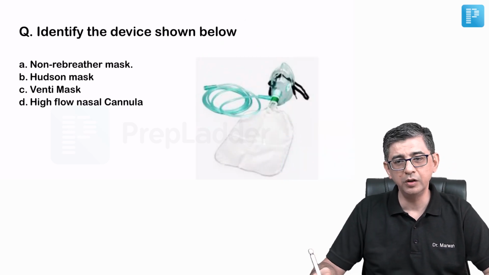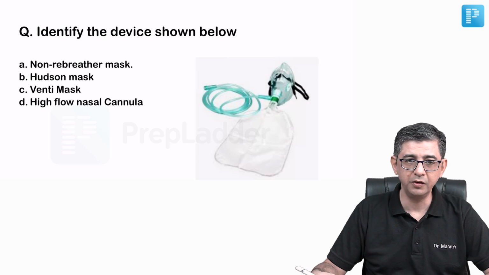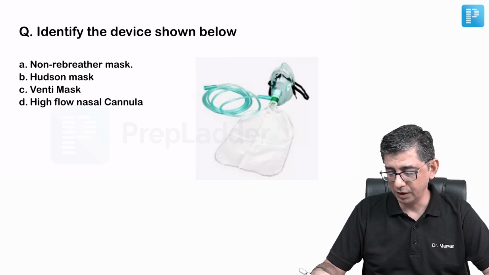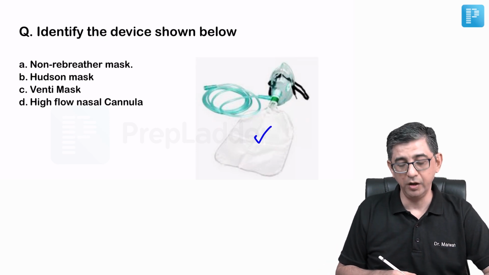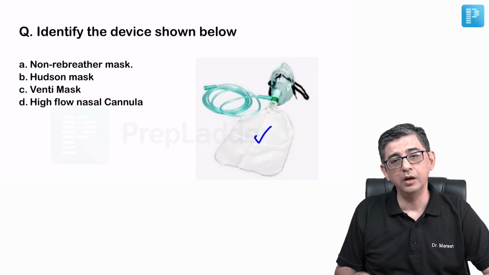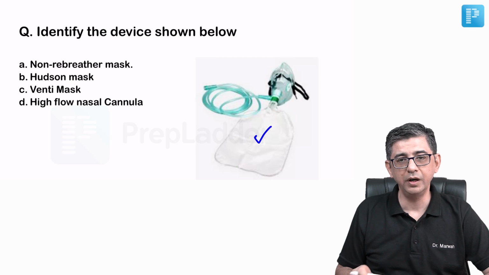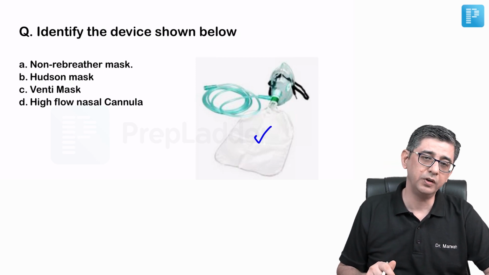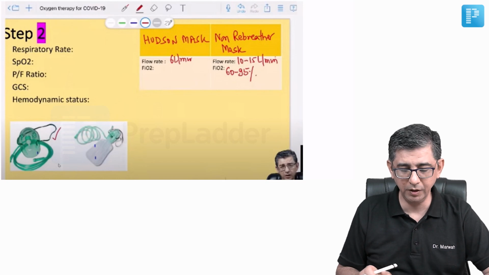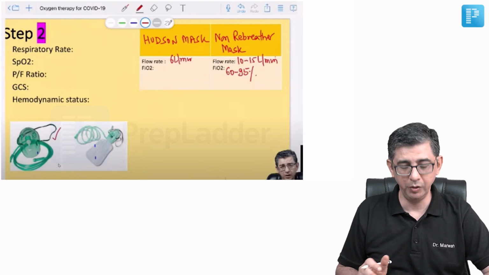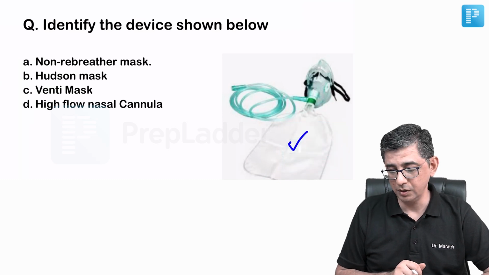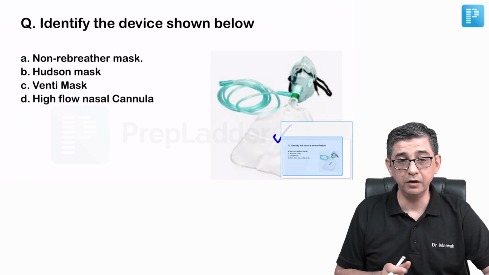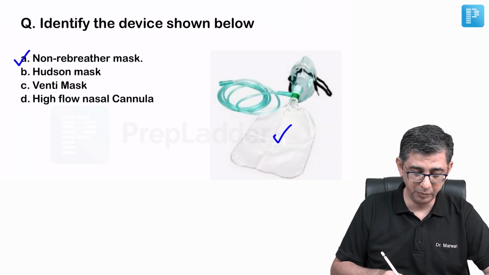Then was a non-rebreather mask, easy to identify. I mean, Hudson mask, with which there was an attachment present. We call this a reservoir. This improves the oxygen delivery. You can deliver up to as much as 80-90% oxygen with the help of this, though obviously high flow nasal cannula will be much more superior as compared to this. But oxygen delivery methods or methodology are to be studied well. The answer to this question is option number A.